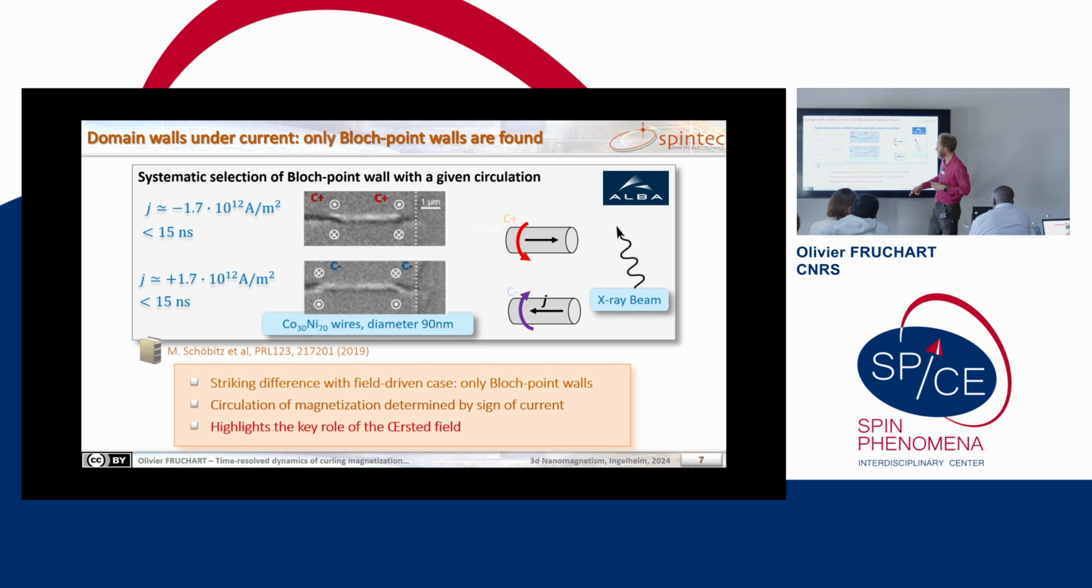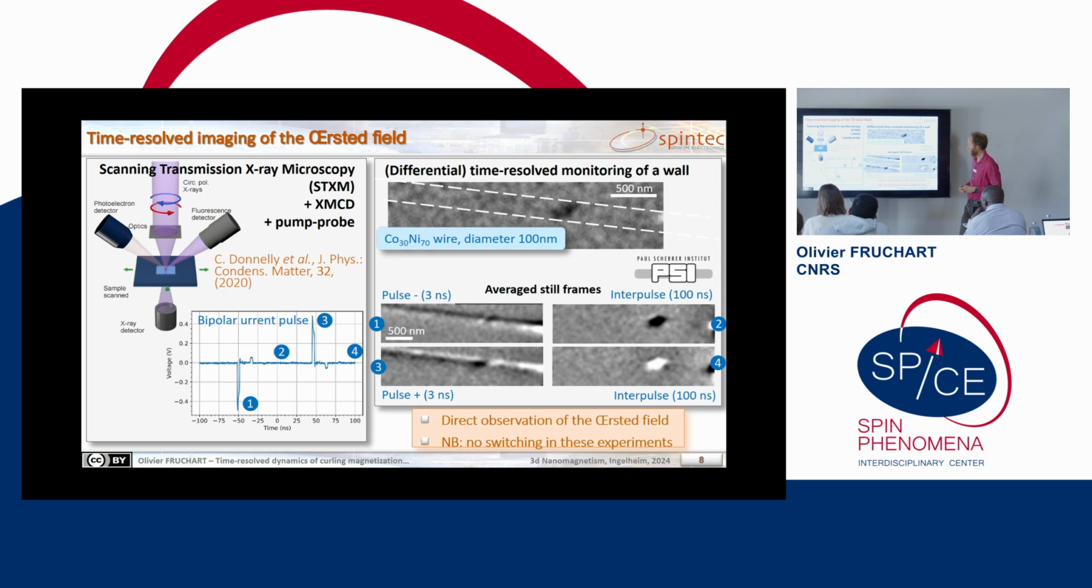And what we have, depending on whether we apply a negative or positive current, we show that we always have a Bloch point wall and that the circulation is dictated by the Ørsted field that was associated with the current. Okay, so there is a striking difference in terms of physics, whether you try to affect the domain walls with magnetic field or spin polarized current. And we have to consider the role of the Ørsted field.